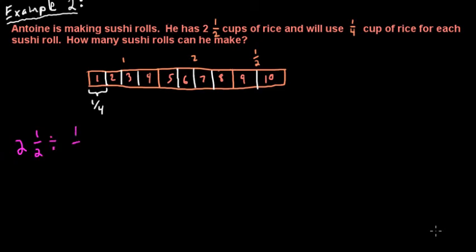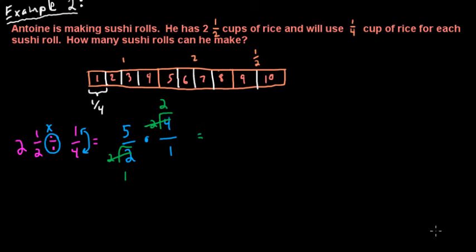So I got 2 1/2 divided by 1/4. So I'm going to convert 2 1/2 to 5/2, and then I'm going to flip the reciprocal of the divisor and change it to a multiply sign. So I get 5/2 times 4/1. I'm going to cross simplify. So that numerator becomes a 2 and that denominator becomes a 1.